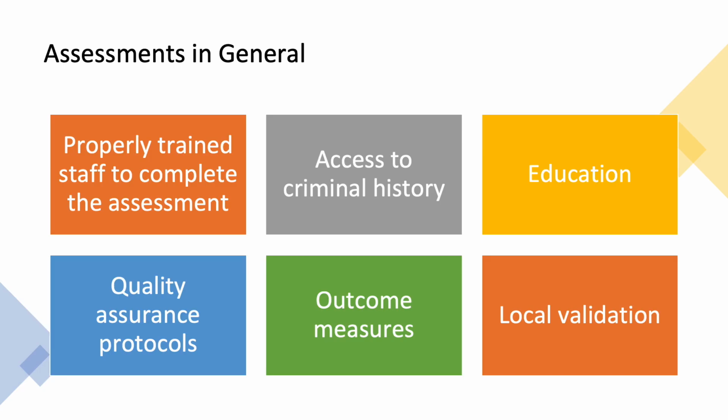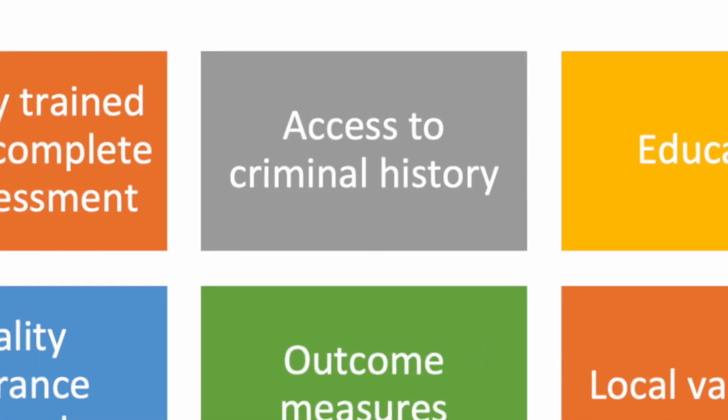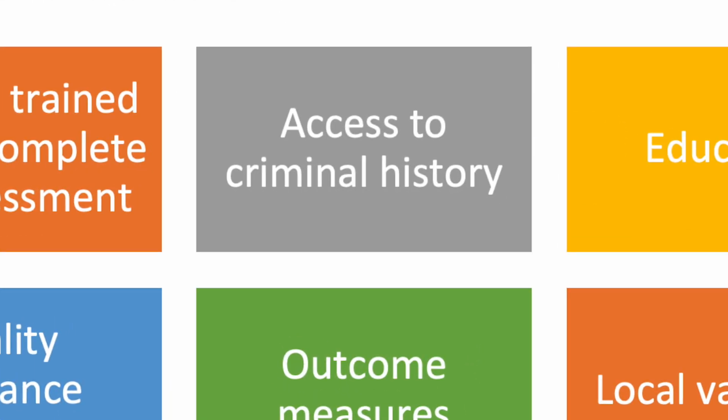When a pretrial services agency implements a risk assessment, there are certain requirements that must be met in order to do so successfully. First and foremost, the agency must have access to criminal history, not only local criminal history, but history throughout the state as well as the entire country.